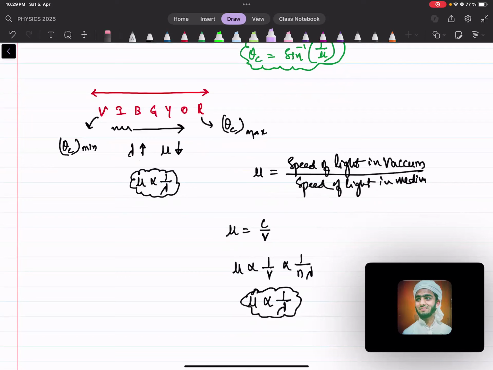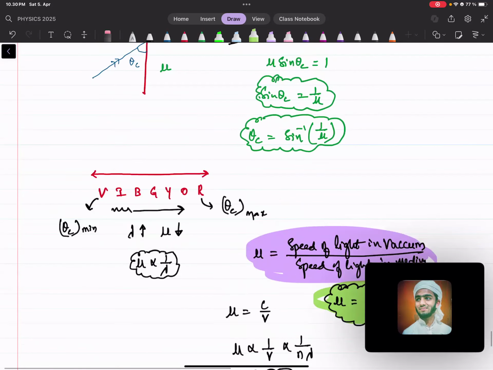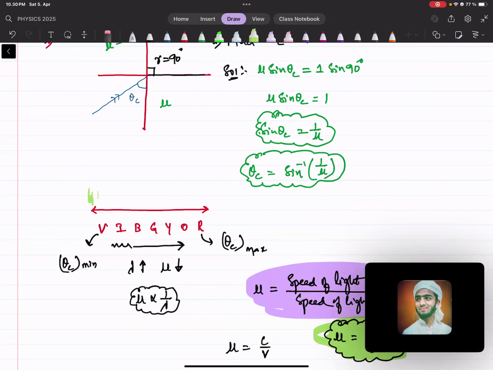So what is the one more definition for the refractive index? Mu is equal to speed of light in vacuum divided by speed of light in your medium. Or from Snell's law, we know that mu is also equal to sine of i divided by sine of r. This is also one more definition for refractive index. Clear? Critical angle is minimum for violet color. As you're moving from violet to red, critical angle will be increasing because wavelength is increasing. What is the wavelength of violet, beta? Somewhere around 4000 angstroms.